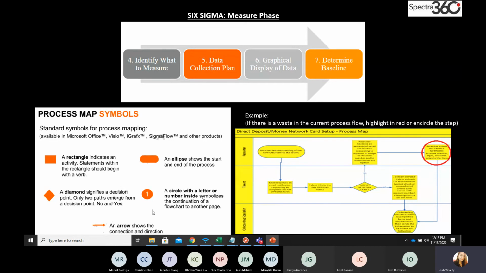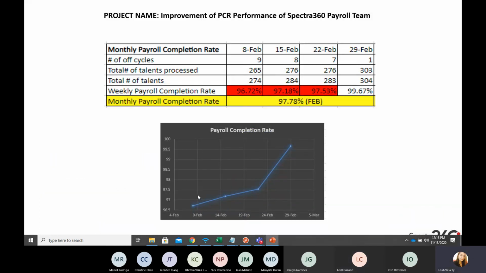Some important things for this would be, of course, if it's an activity, it's a rectangle. If it's a decision point, it's a diamond. Okay? And then the start and end of the process. Also a circle for continuation of the flowchart to another page. So that was the discussion part.